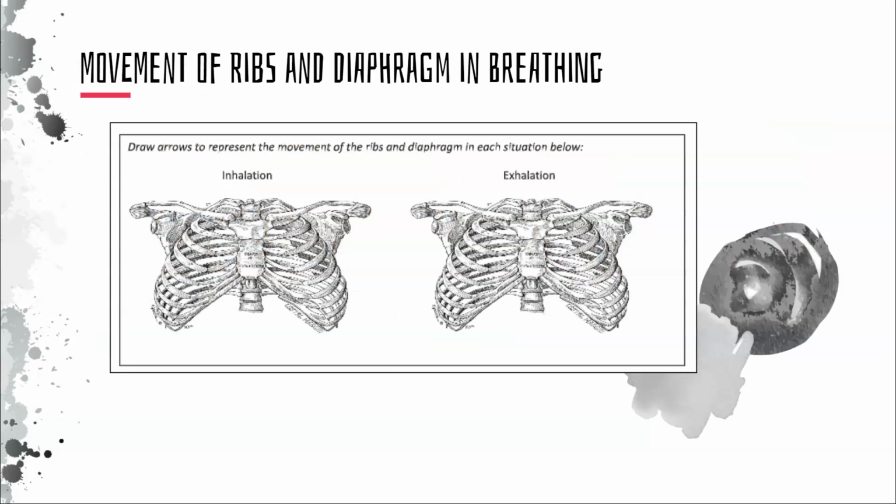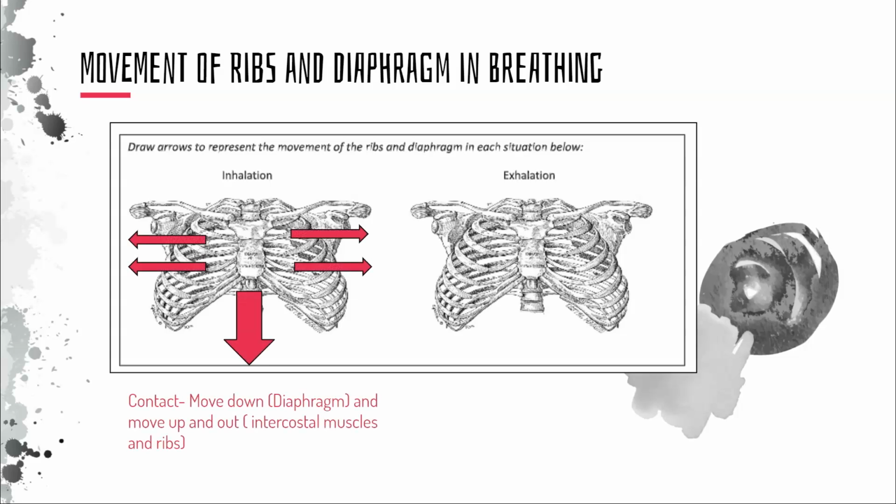Now, to make it a little easier, we're going to draw it on this picture. So this is what you have in your notes. We're going to draw and represent the movement of the rib and the diaphragm right here. On the first picture, inhalation, if it's not labeled inhalation, please do. You're going to draw arrows that show the movement of the diaphragm, which is the big arrow on the bottom, and then the movement of the intercostal muscles, which are the little arrows on the side. Okay, so contract, that should say contract, not contact, the diaphragm moves down, and the rib muscles pull the ribs up and out.